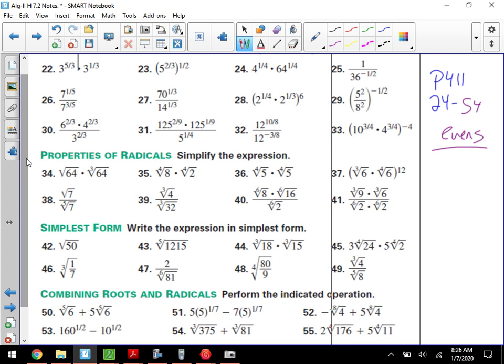We'll do exponents, we'll do variables tomorrow. That's when it gets interesting. A little messy tomorrow.